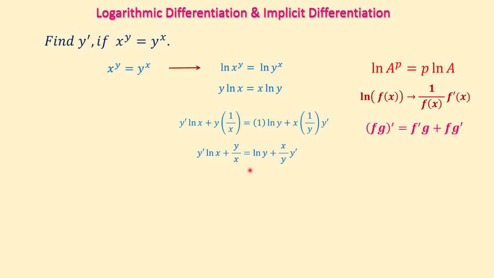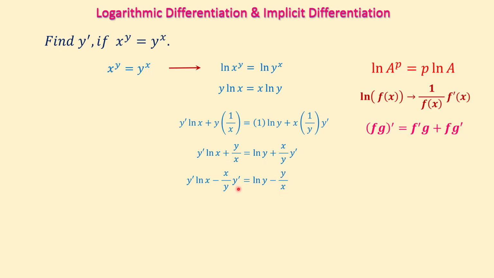If we rearrange this equation, we have y prime ln of x minus x over y times y prime. We move this term to the left, it becomes negative, equals ln of y minus, we moved this term from left to the right, so it becomes minus y over x.